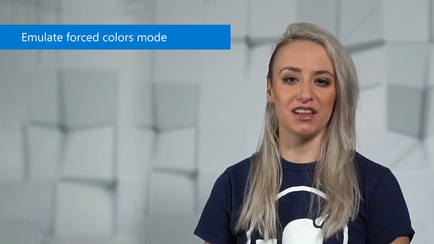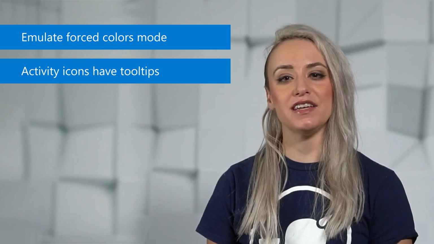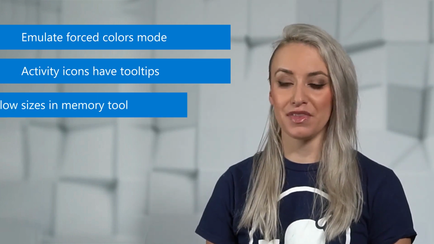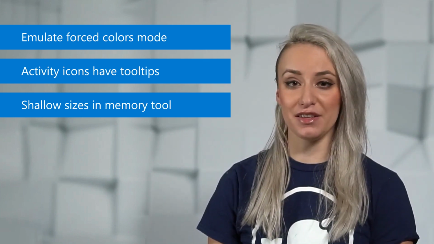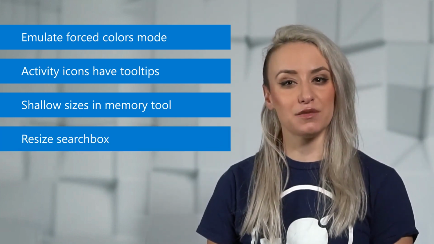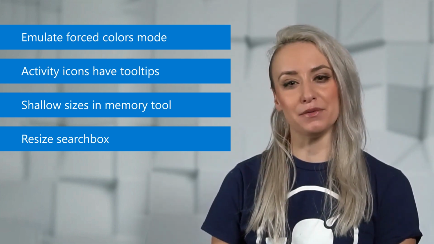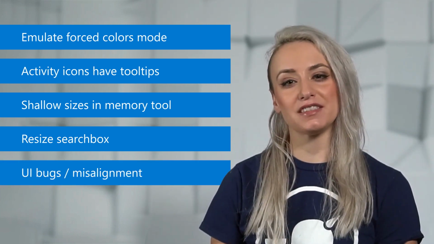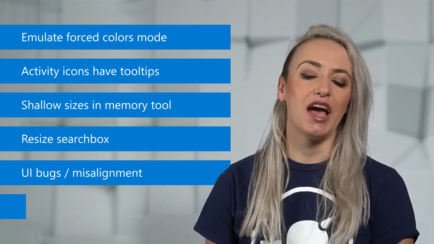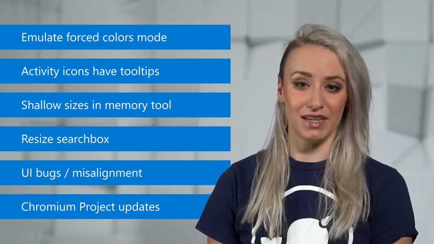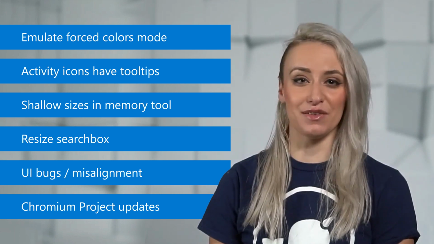In version 98, you can now emulate forced colors mode. Activity icons in the Performance tool event log now have tooltips. Shallow sizes in the Memory tool are now represented as decimal values. The search text box in the Network tool can now be resized. We've fixed some visual UI bugs with icon misalignment. And finally, we have a ton of updates from the Chromium project that are now in version 98.